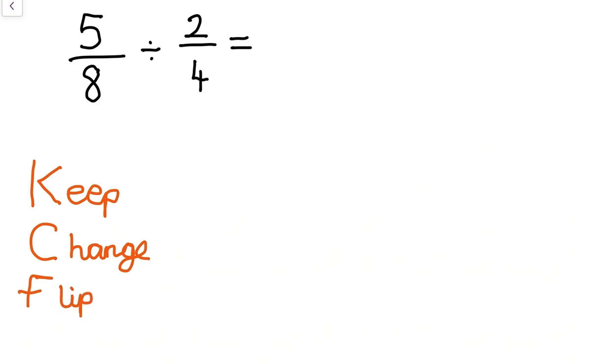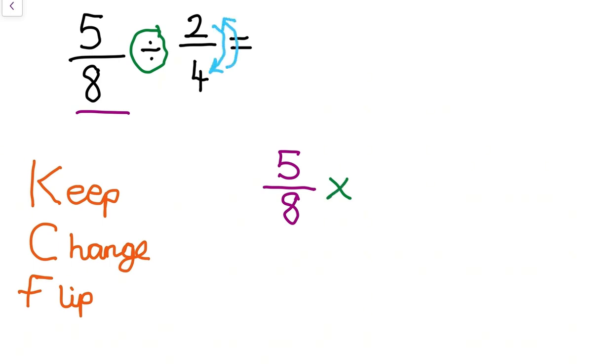First, we keep the first fraction the same, so we keep 5/8. Next, we change the divide sign into a multiply sign. Finally, we flip the second fraction. 2/4 becomes 4/2. This gives us a new calculation, 5/8 multiplied by 4/2.